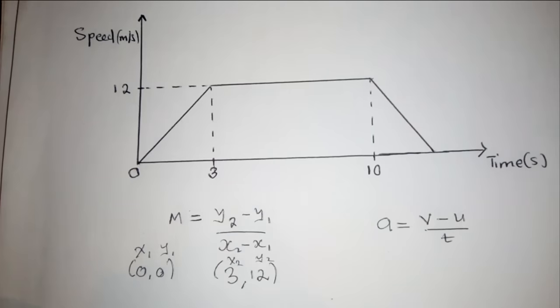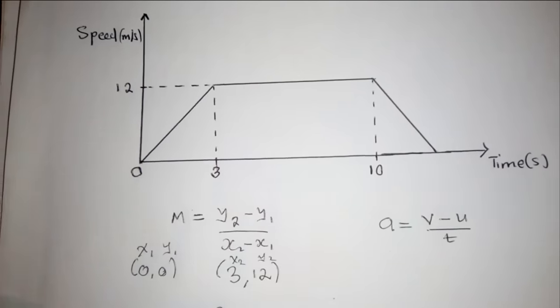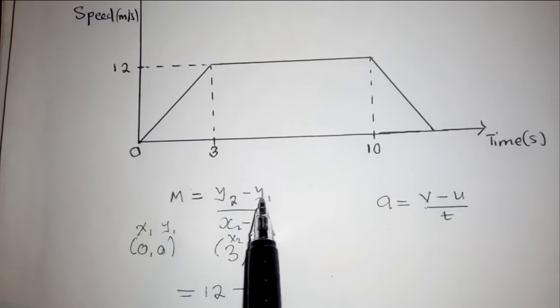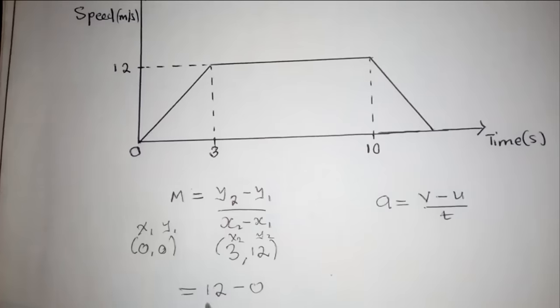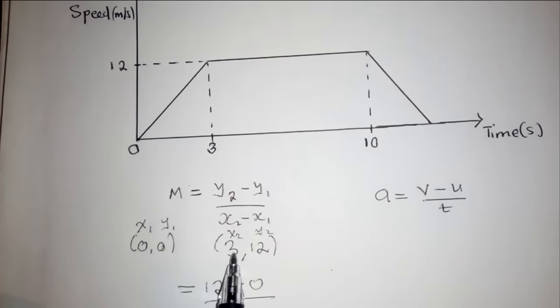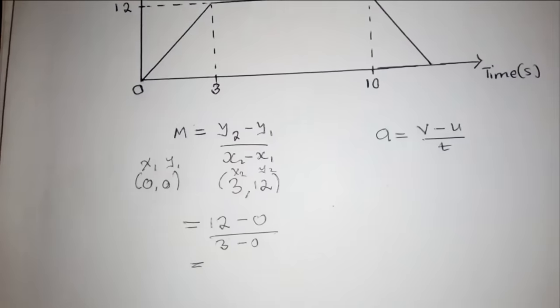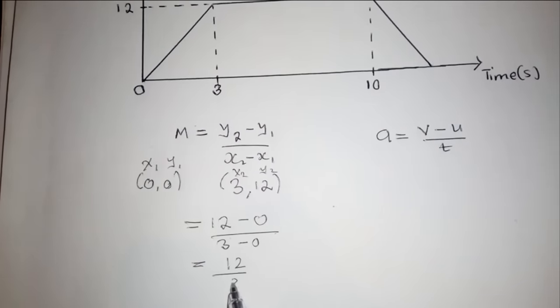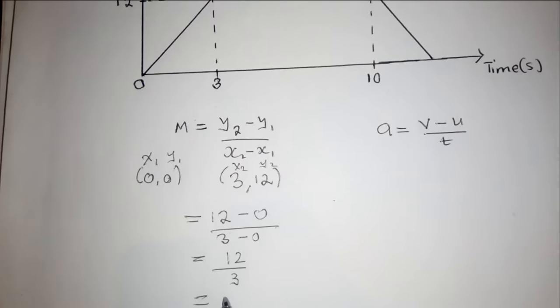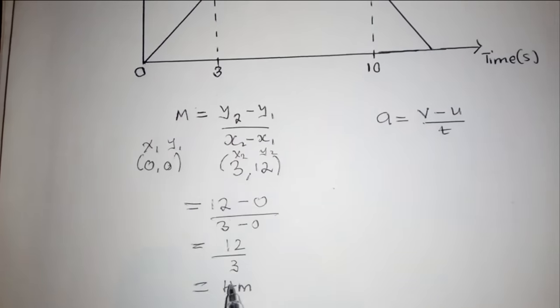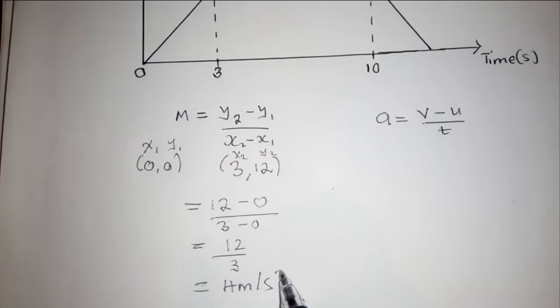So meaning it will look like this. y sub 2 is 12 minus y sub 1, which is 0 here, over x sub 2 here is 3 minus x sub 1, which is 0. So now here we can work out things. We clean up on top. 12 minus 0 is 12 over 3 minus 0 is 3. And then you divide here, you find that our answer will be equal to 4 meters per second squared.